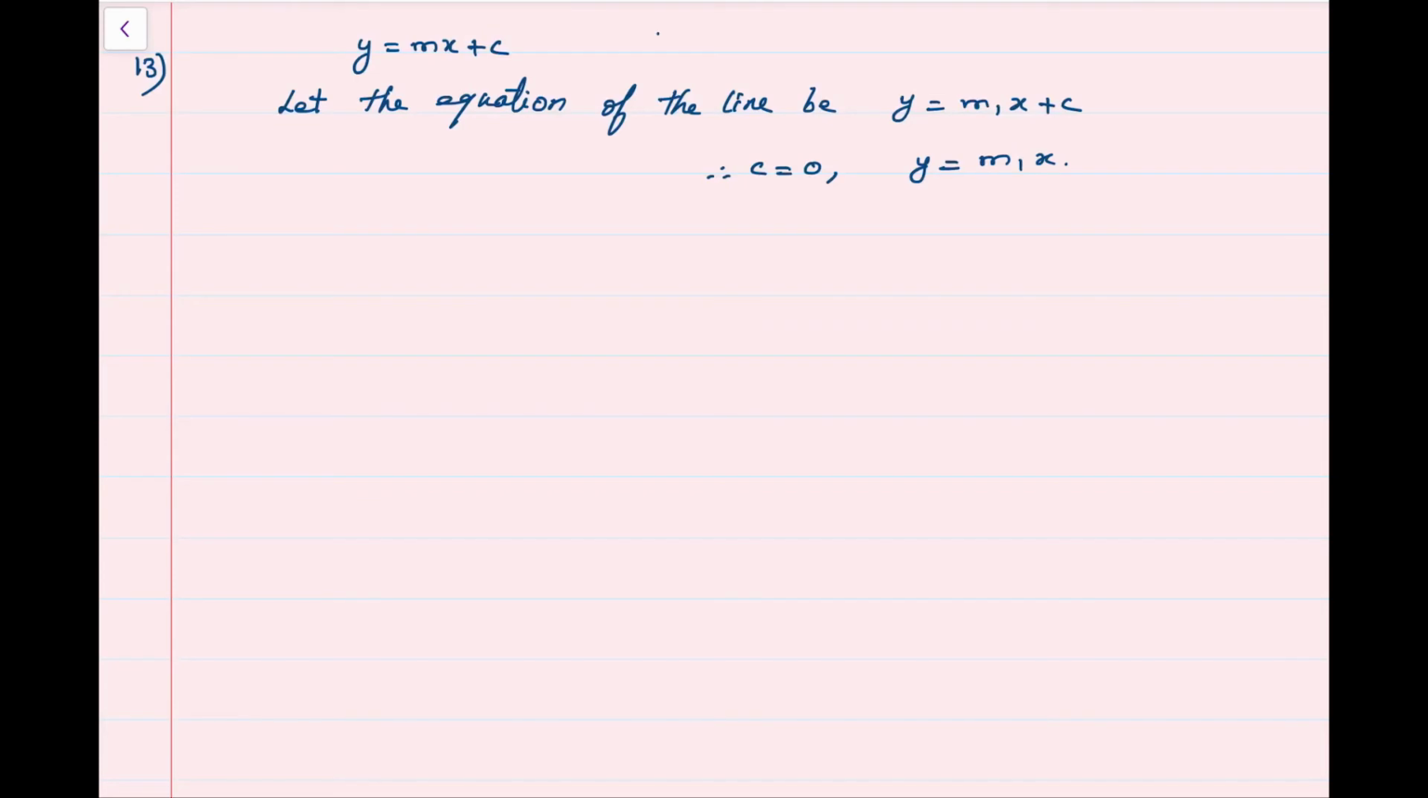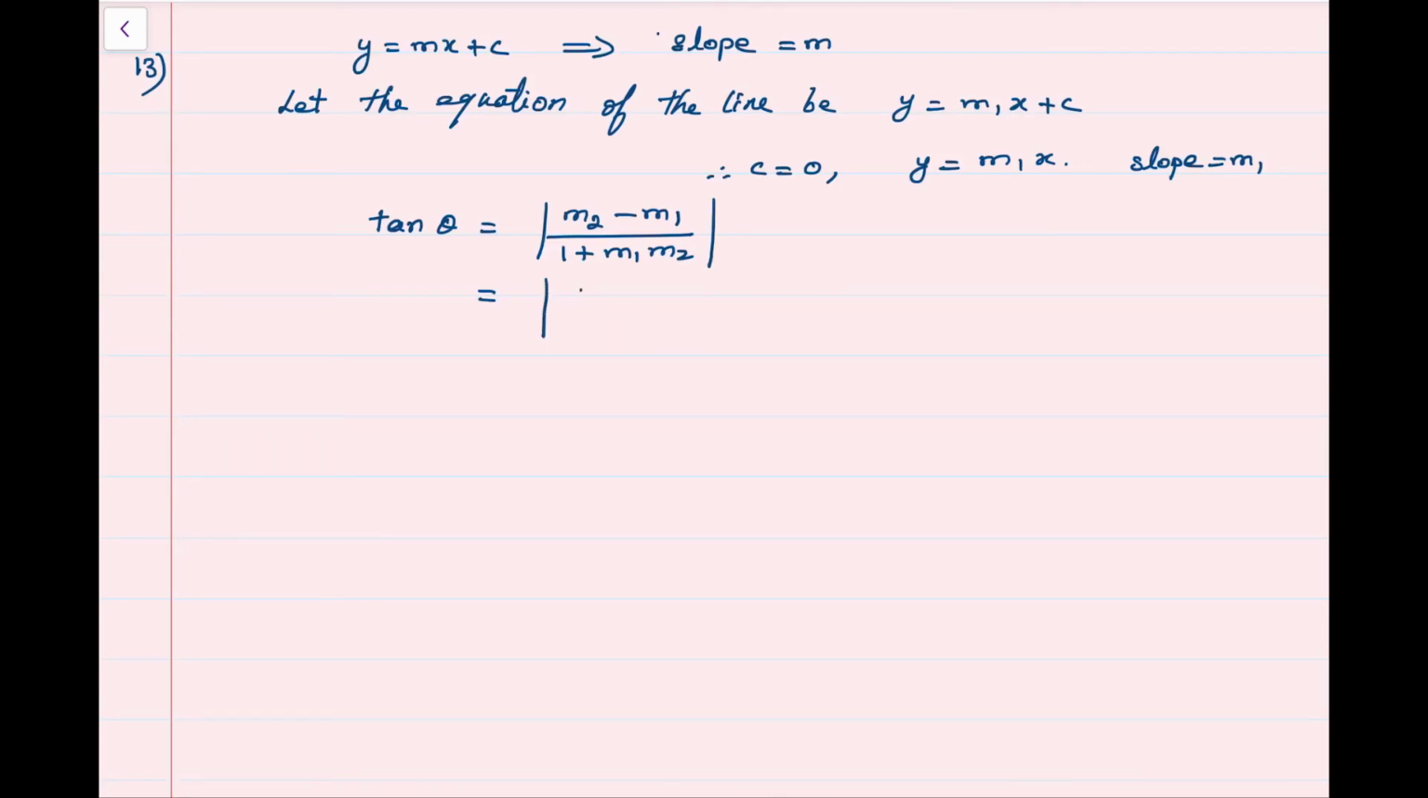The slope of the line is m1 and the slope of the given line is m. The angle between these two lines is theta. We will use the tan theta formula. Tan theta is the absolute value of (m2 minus m1) divided by (1 plus m1 m2), equal to the absolute value of (m1 minus m) divided by (1 plus m1 m).